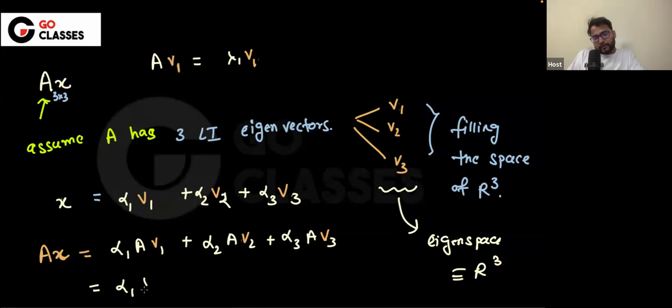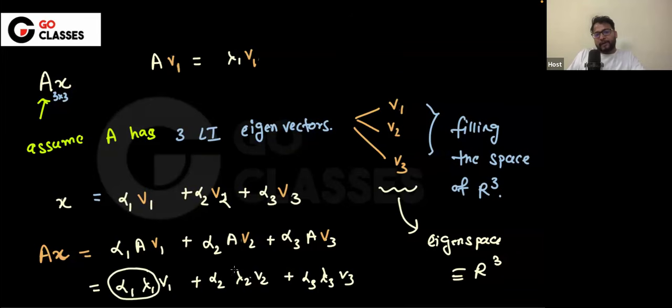Now AV1 is lambda 1 V1. AV2 is lambda 2 V2. AV3 is lambda 3 V3, right? So what is happening here? That Ax is coming out to be some linear combination of V1, V2, V3 again. But now the coefficients are not the same as x. x had the coefficients alpha 1, alpha 2, alpha 3. But what are the coefficients here? Lambda 1 alpha 1, lambda 2 alpha 2, and lambda 3 alpha 3.